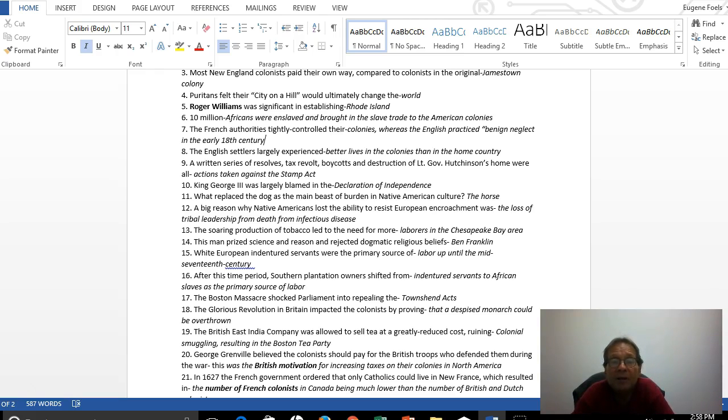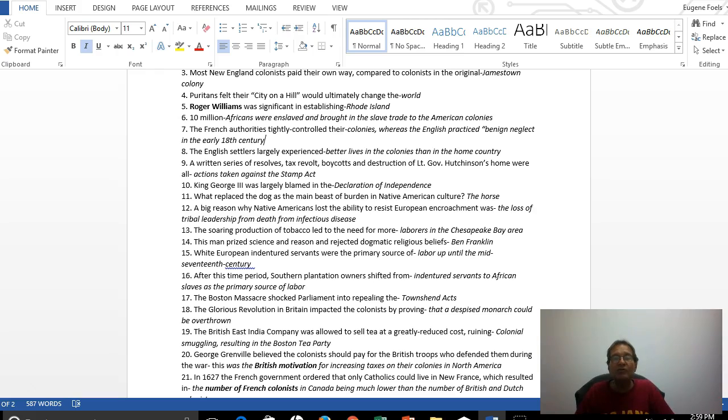15, white European indentured servants were the primary source of labor until the mid-17th century, when slavery replaces indentured servitude as the main source of labor. 16, after this time period, southern plantation owners shifted from, as I just mentioned, indentured servants to African slaves. 17, the Boston Massacre shocked Parliament into repealing the Townshend Acts.